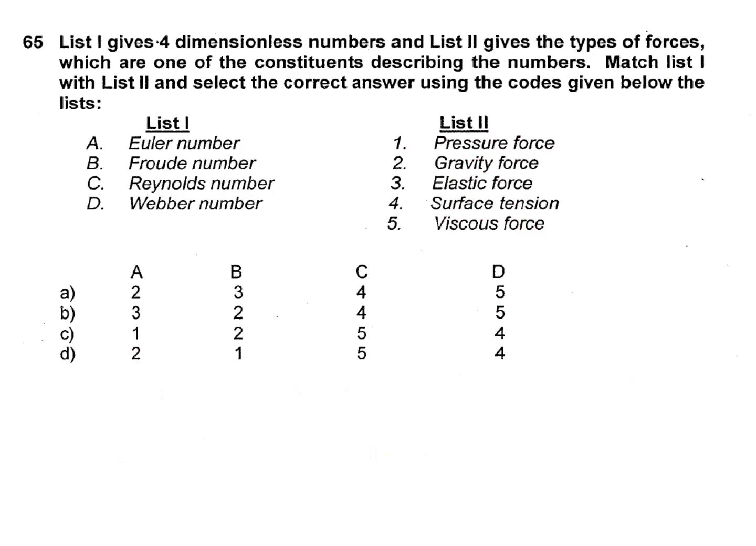List 1 gives 4 dimensionless numbers and list 2 gives the types of forces which are one of the constituents describing the numbers. Match list 1 with list 2 and select the correct answer using the codes given below the list. List 1: A Euler's number, B Froude number, C Reynolds number, D Weber number. List 2: 1 pressure force, 2 gravity force, 3 elastic force, 4 surface tension, 5 viscous force.